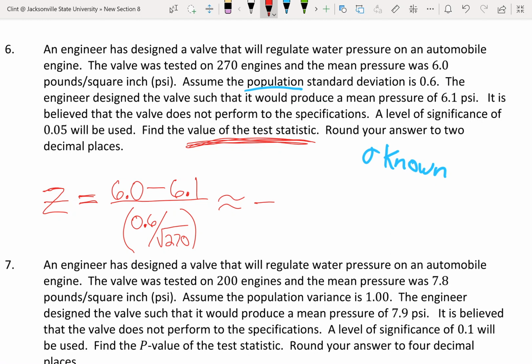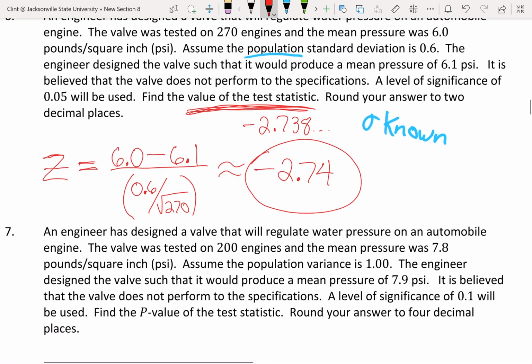So this one I get negative 2.7, rounds to negative 2.7. Questions on that one? It's just like step 2 of the last one. Okay.